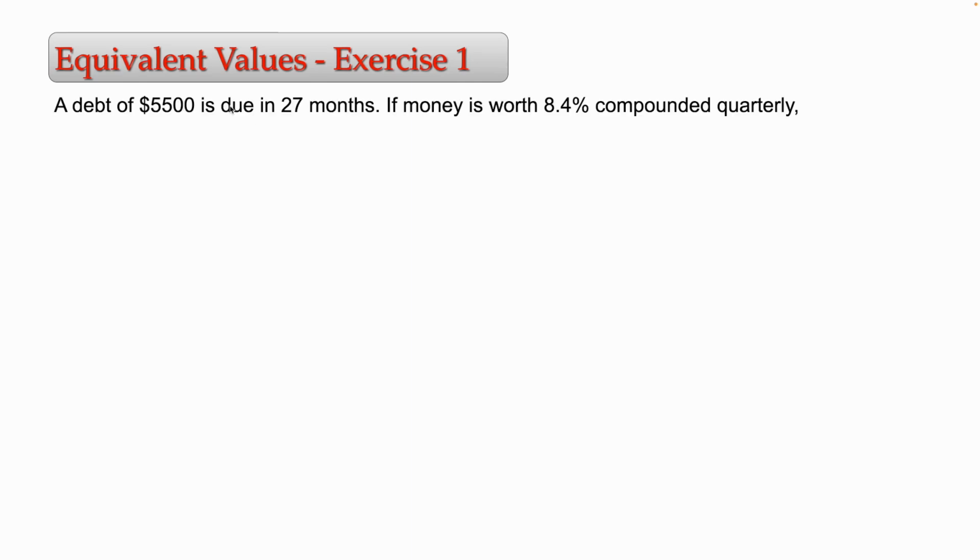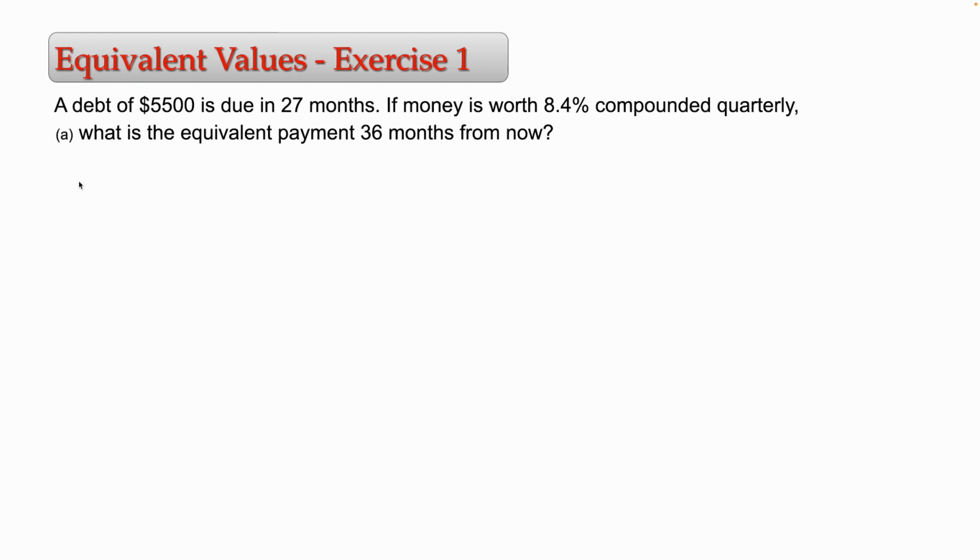As an example of the use of these equivalent values, let's solve the following exercise. A debt of $5,500 is due in 27 months. Its money is worth 8.4% compounded quarterly. What is the equivalent payment 36 months from now? So what we have, what we know is that the interest is 8.4%.